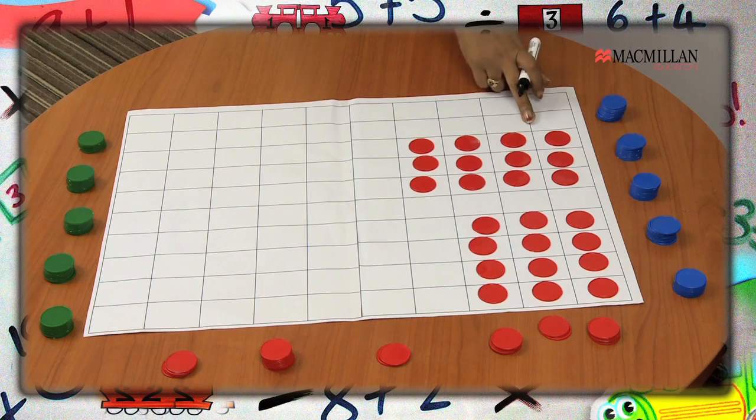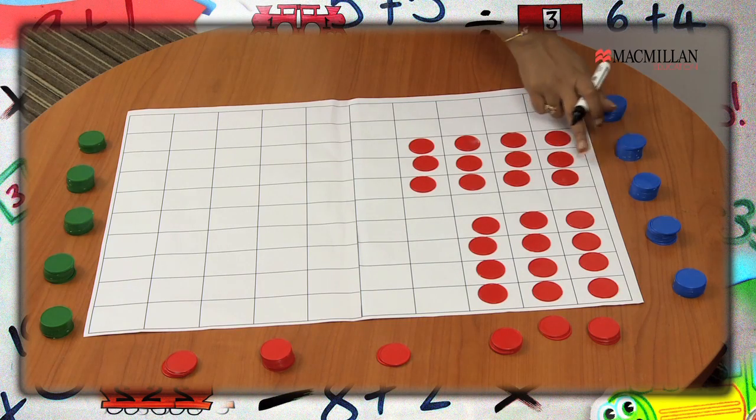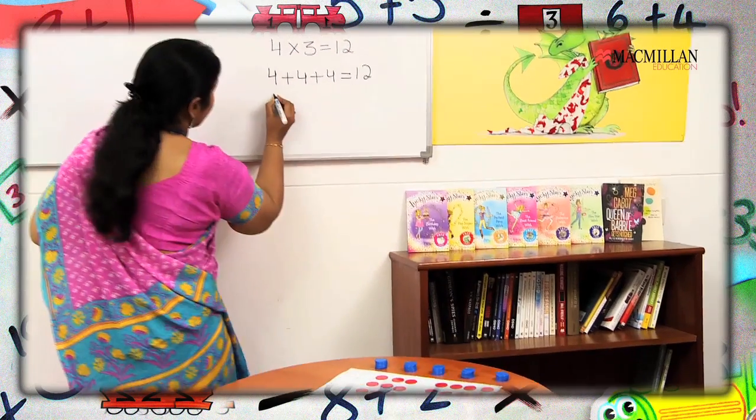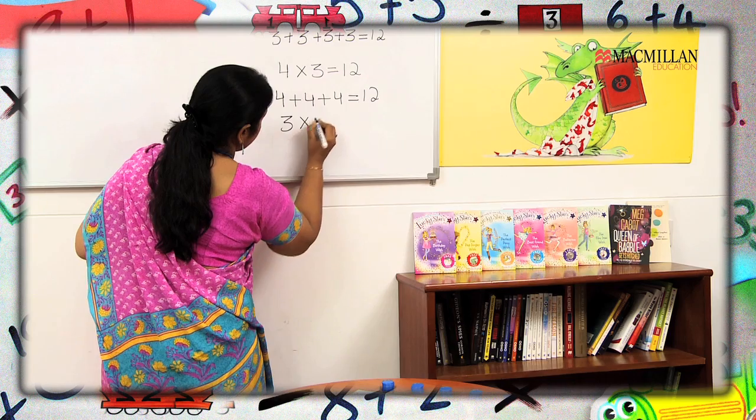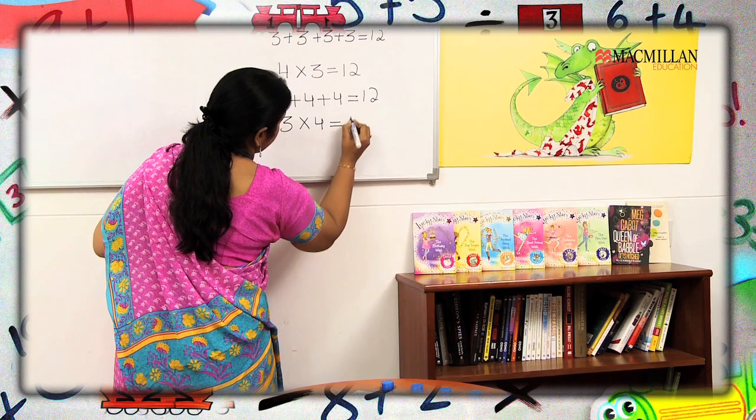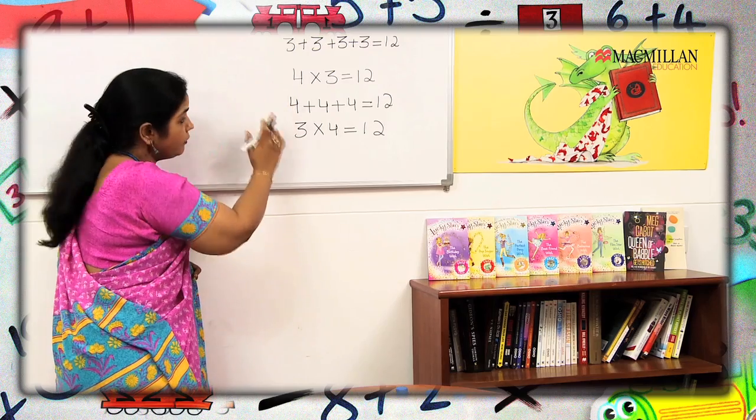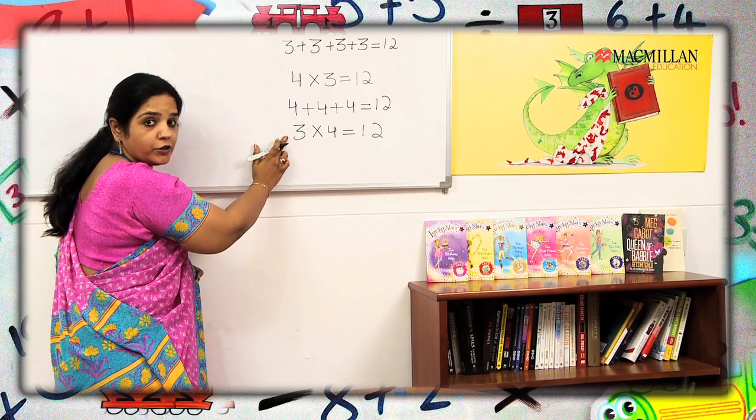So what has happened this time? I have 1, 2, 3 rows with 4 counters in each row. So 3 into 4 is equal to 12. So what is this? 4 into 3 is equal to 12. 3 into 4 is equal to 12.